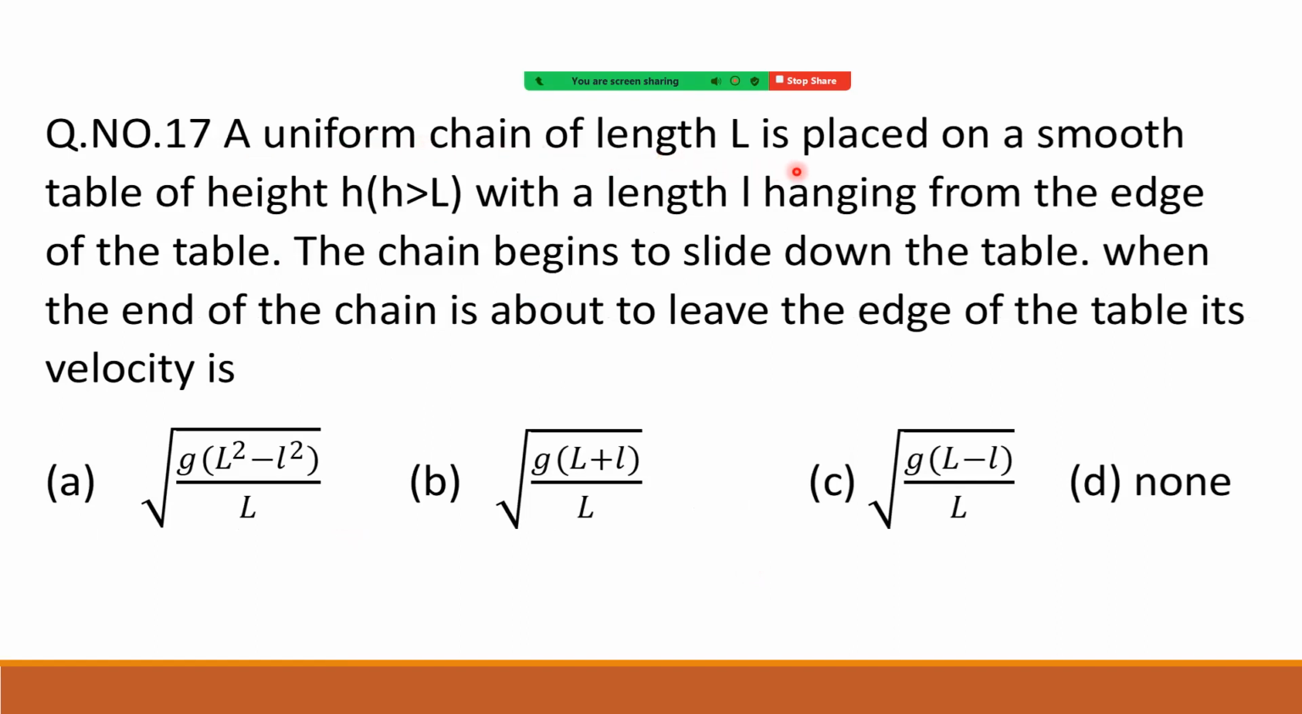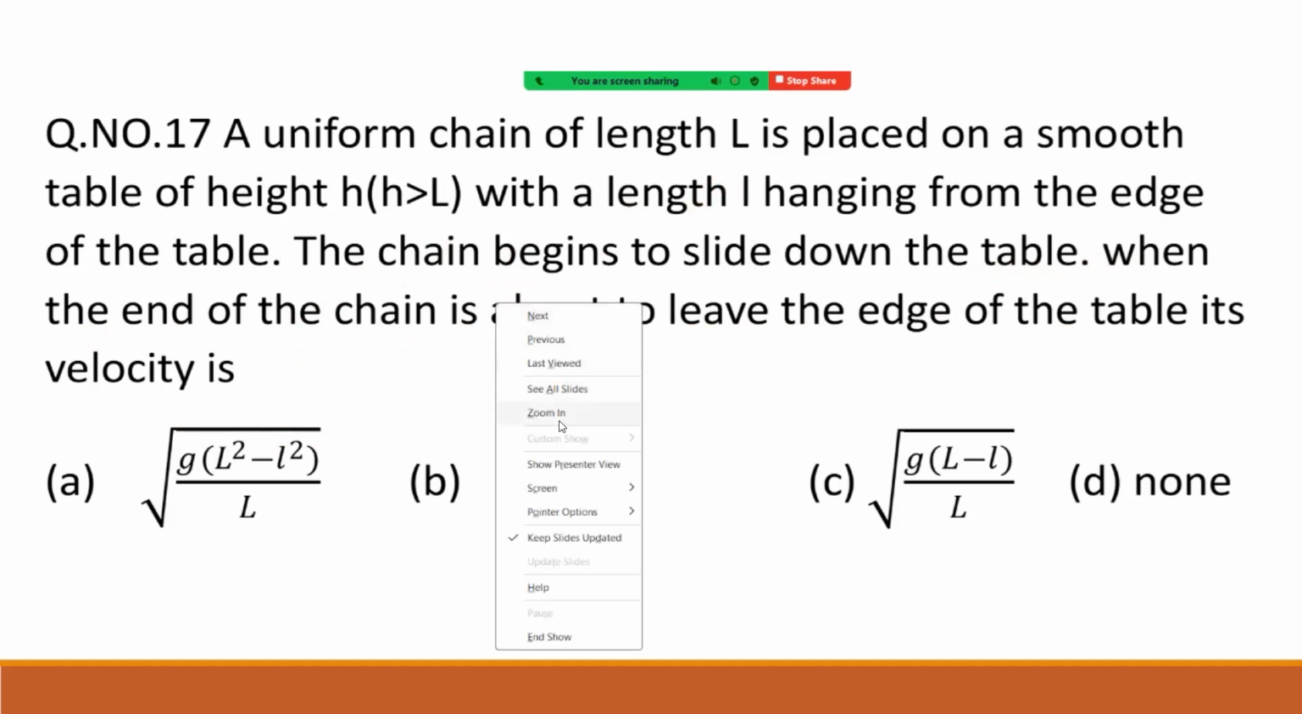A uniform chain of length L is placed on a smooth table of height h with a length l hanging from the edge of the table. The chain begins to slide down the table. When the end of the chain is about to leave the edge of the table, its velocity is? We have to find the velocity. The total length is capital L and the hanging length is small l. See how we are going to solve it.